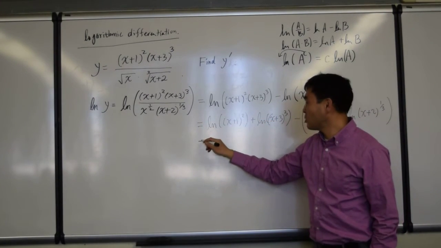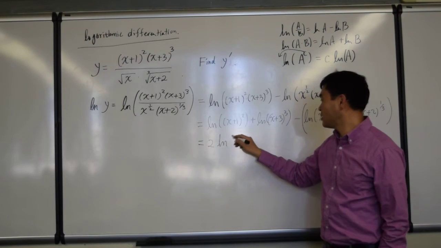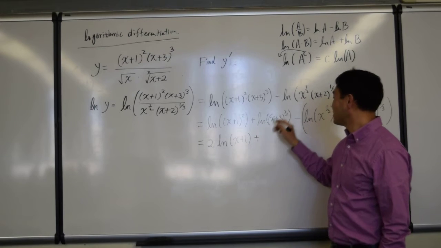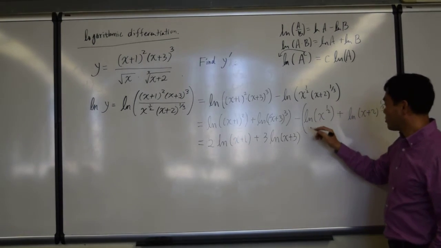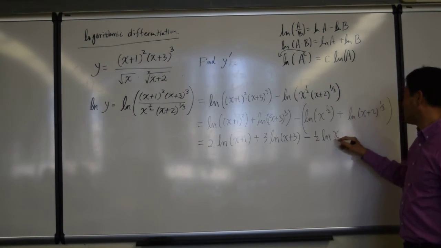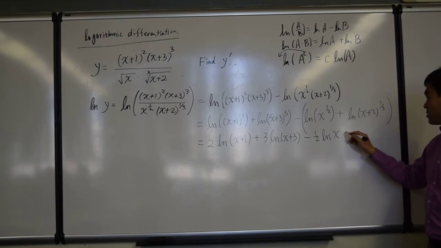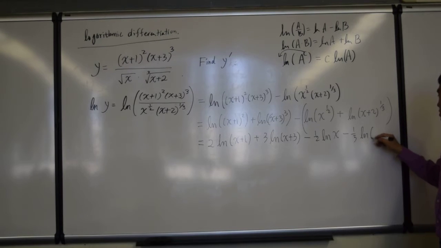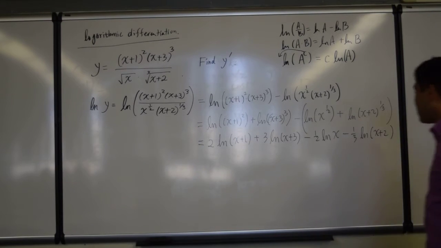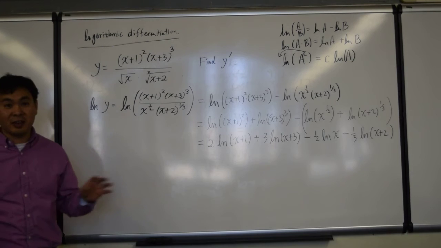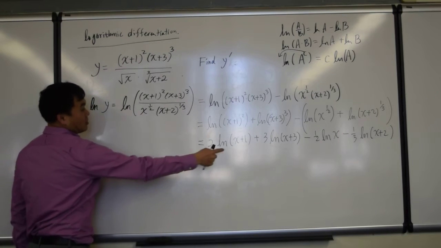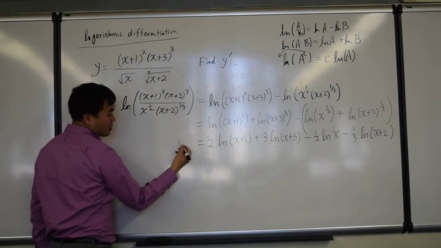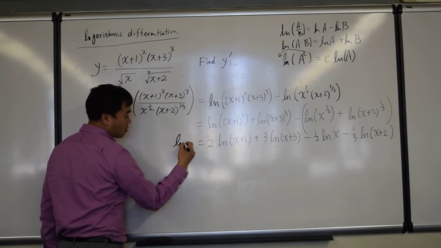So 2 jumps over the log, like a frog. 3 also jumps in front. 1/2 jumps in front. 1/3 jumps in front, but with this minus sign, it's negative 1/3, ln of x plus 2. Okay, so this is what you would get if you took this original equation and tried to split as much as possible. And remember, because this came from here, which is the same as log of y, this end result is still the same as log of y.